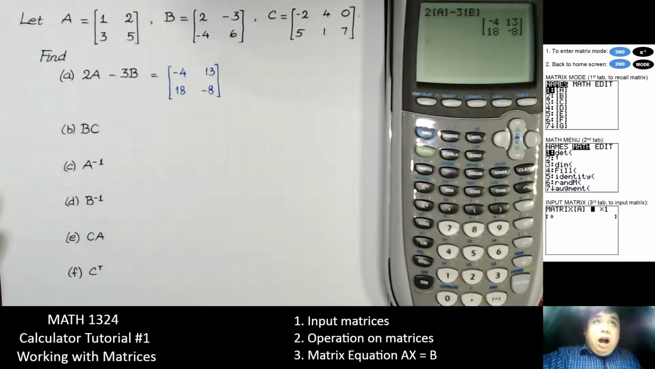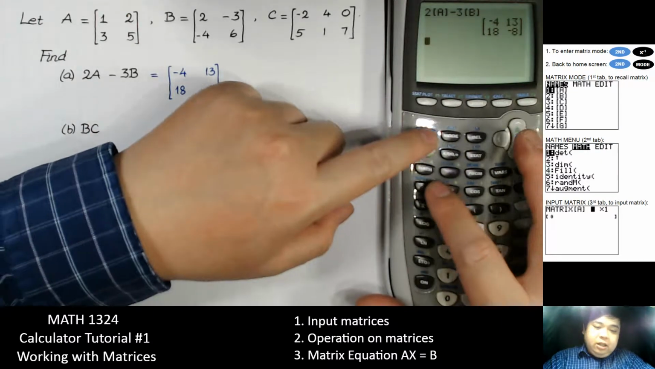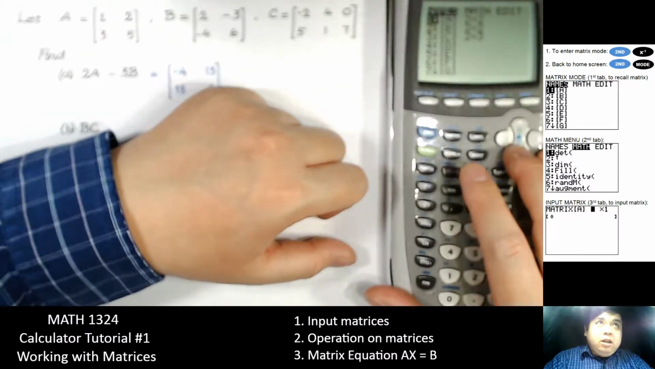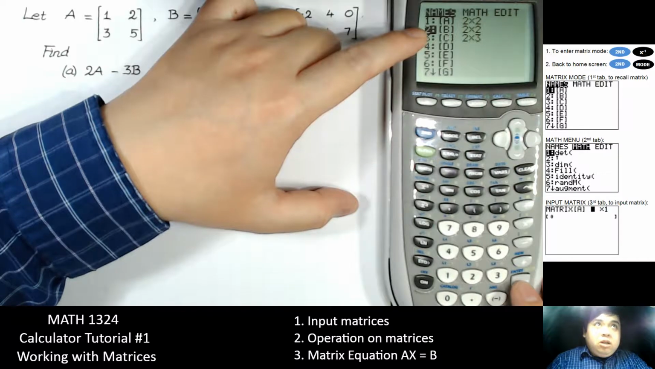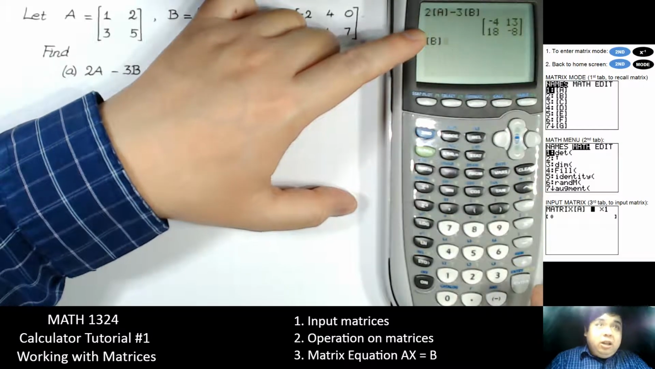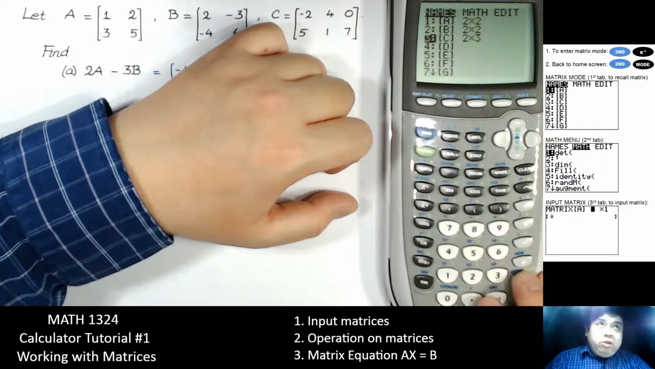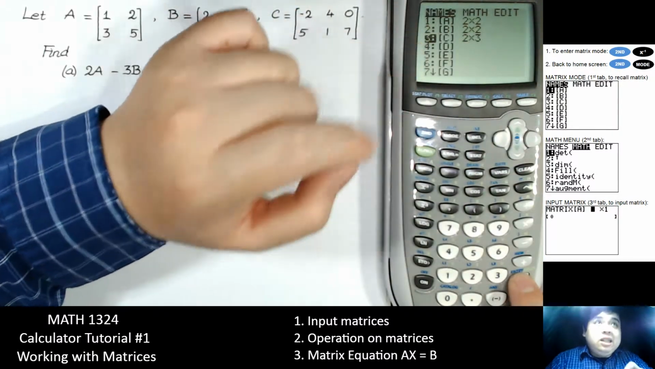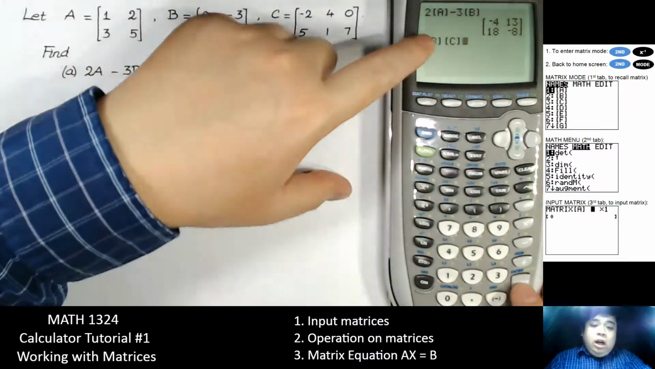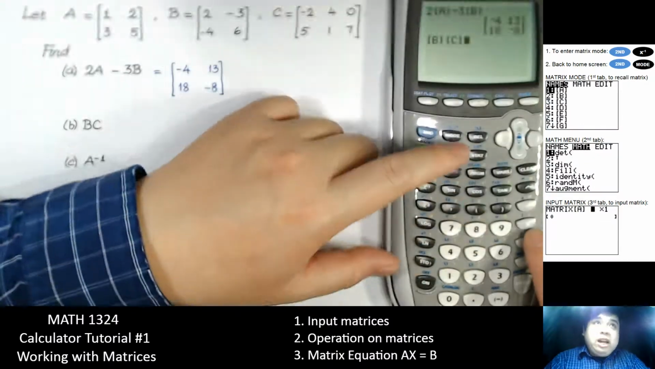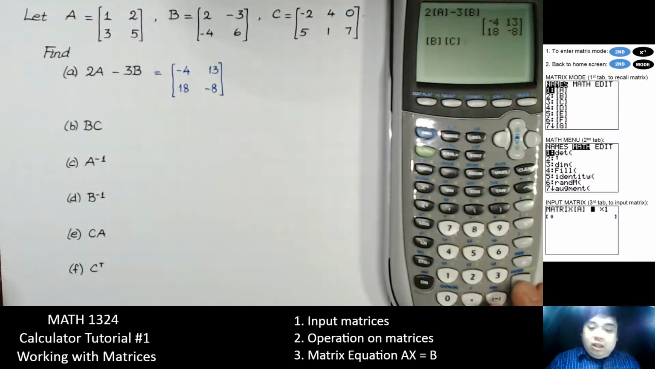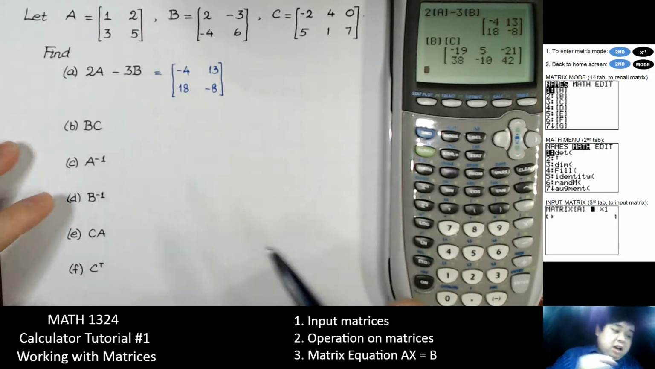Next we do B times C. So second matrix, highlight 2 for matrix B, times, highlight 3 for matrix C, and just B times C. We do not need to put, and we should not put, anything in between the B and the C. So we have that. That is the result.